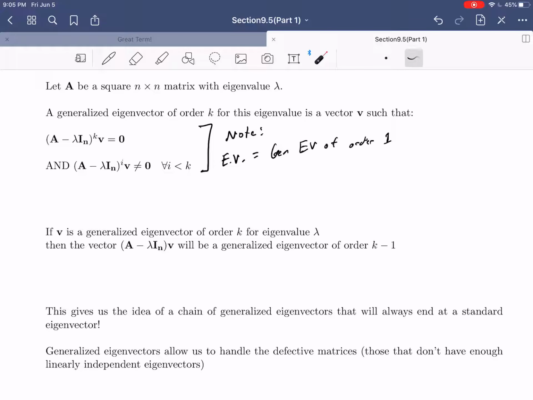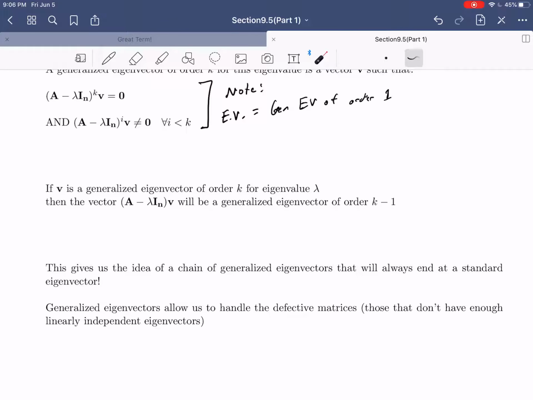This means that we can get this sort of idea of a chain of generalized eigenvectors. If we have an eigenvector that's order 3, then we can get one that's order 2, and then we can get one that's order 1. If we have an eigenvector that's order 5, then we can get one that's order 4, order 3, order 2, order 1. And remember that order 1 is the same as just a normal eigenvector. So to summarize that intuition, this gives us the idea of a chain of generalized eigenvectors that will always end at a standard eigenvector.